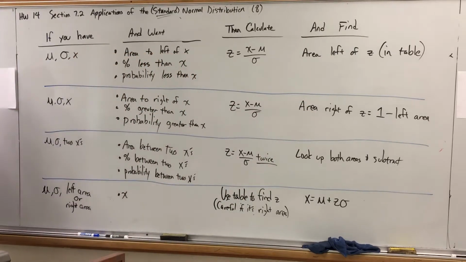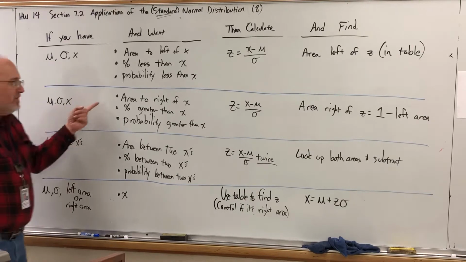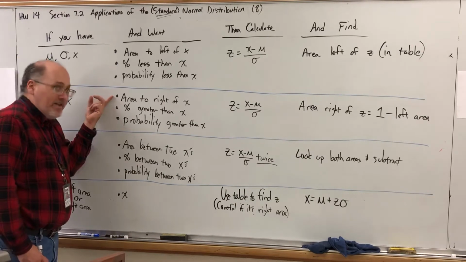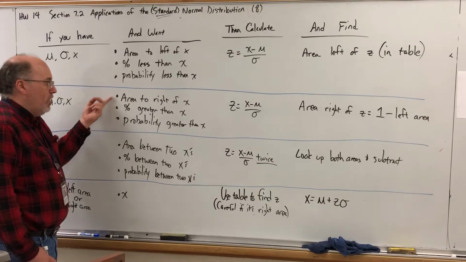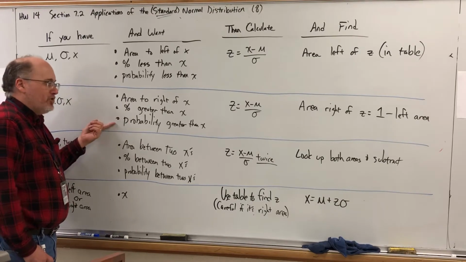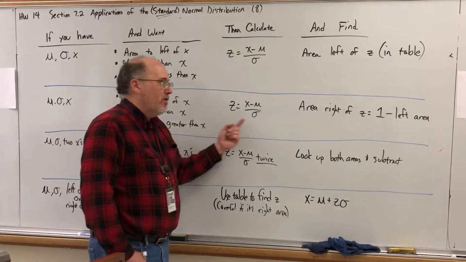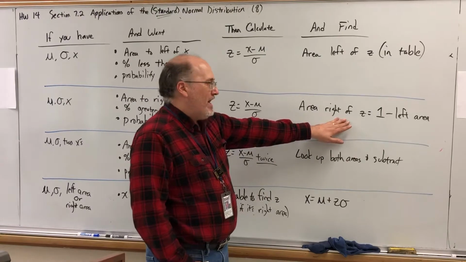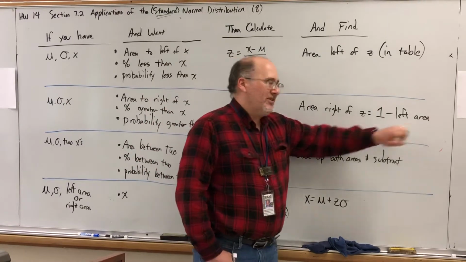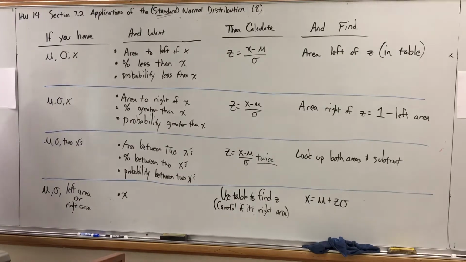But if what you have is a mean, standard deviation, and measurement x, and you want to know the area to the right of it under the curve, or the percent of the measurements greater than x, or the probability that a measurement is greater than x, then you still calculate the x's z-score, but then you find the area to the right of the z, which is 1 minus the left area. Remember, your z table tells you left areas.